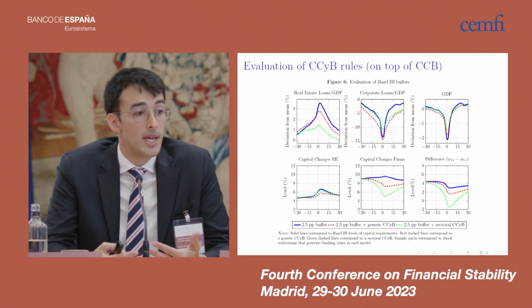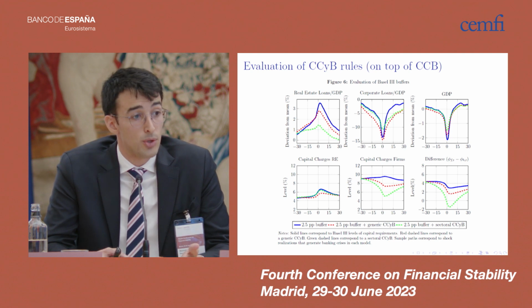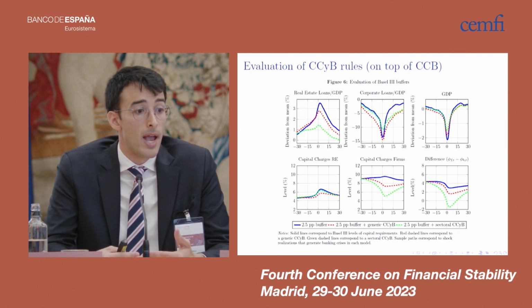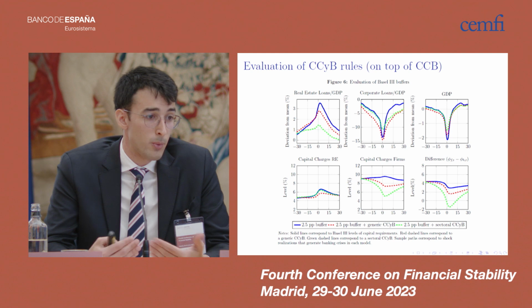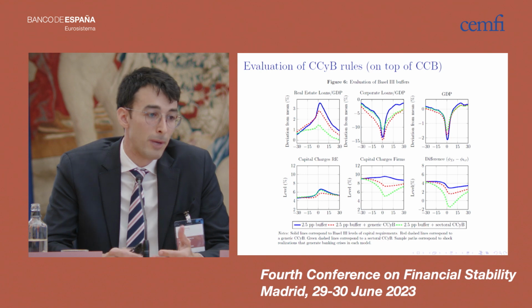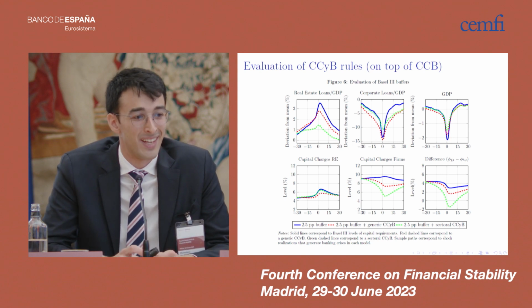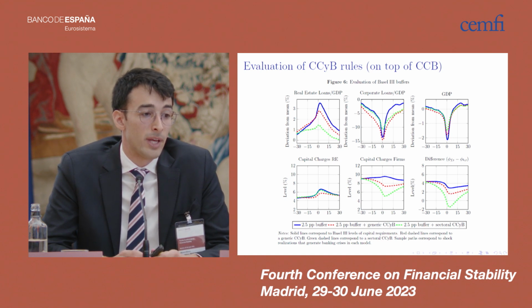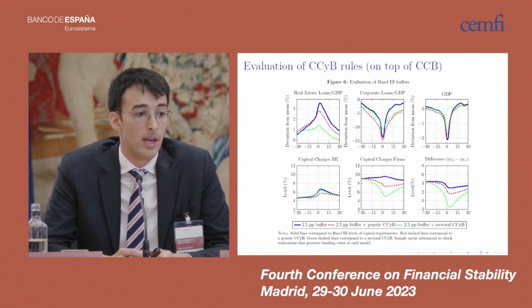That is why we can see in the green dotted lines in the figure that the reallocation towards real estate loans is much softer, and also that the subsequent fall in output is much more, well, maybe not much more. I'm working on a different calibration, but it's smaller. The output fall is smaller. And again, what we can see if we look at the difference in the effective capital charges is that countercyclical buffers are basically shrinking the difference between the effective capital charges in each sector.